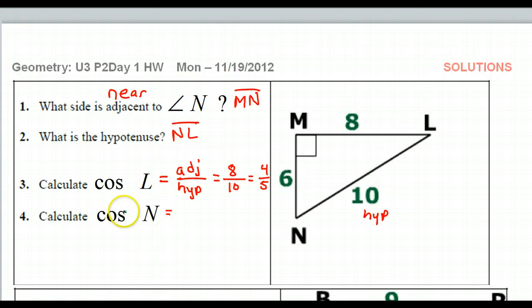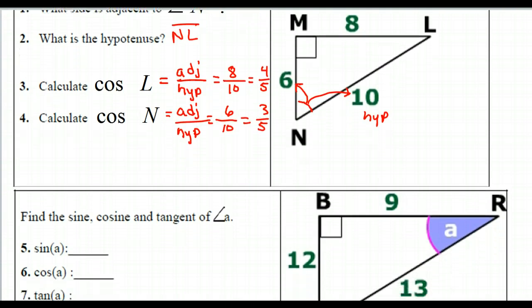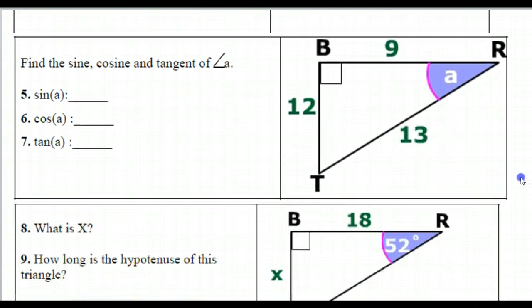Now if I want to talk about the cosine of N, now I'm looking at angle N. Cosine is adjacent leg over the hypotenuse. So again, we're talking about the adjacent leg over the hypotenuse. But this time that's going to be 6 over 10, which reduces down to 3/5. So there's cosine of angle N. All right, let's move on.